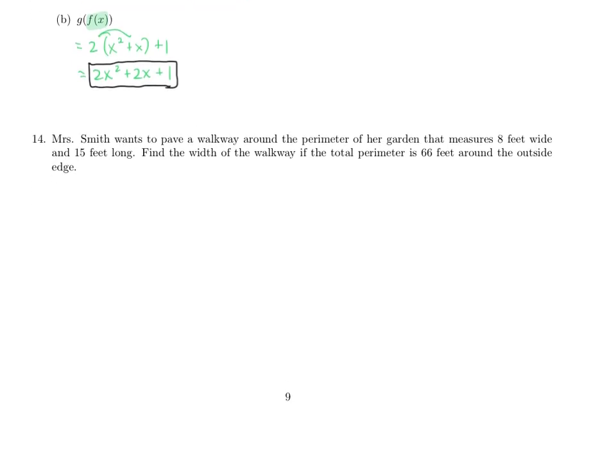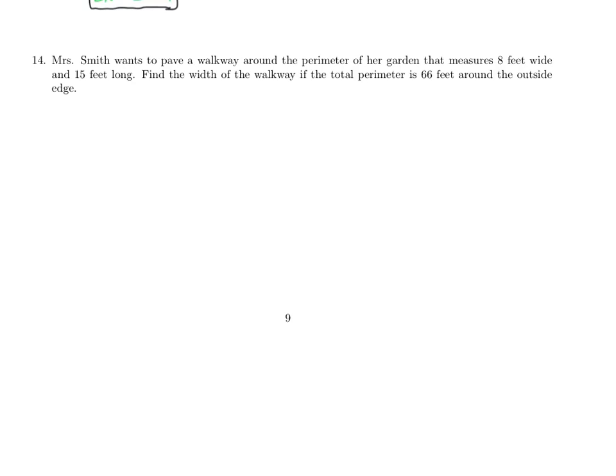Okay, number 14. Mrs. Smith wants to pave a walkway around a perimeter of her garden that measures 8 feet wide and 15 feet long. Find the width of the walkway if the total perimeter is 66 feet around the outside edge. Okay, so we're going to assume that it's a rectangular garden. So it's 8 feet wide and 15 feet long.